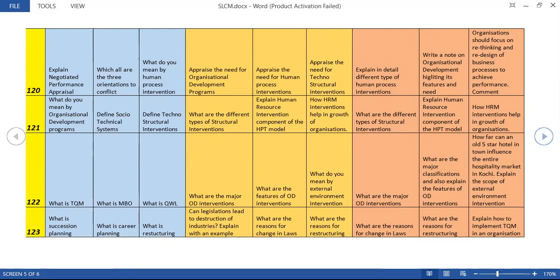Then TQM is total quality management, a Japanese concept for improving quality in production as well as in service, as well as in all aspects. Management by objectives is something you have learned in principles of management in the first semester. Management by objectives is doing your management based on objectives that are to be achieved. Then QWL is quality of work life, that is work life balance. Then OD interventions, it goes with the previous topic.